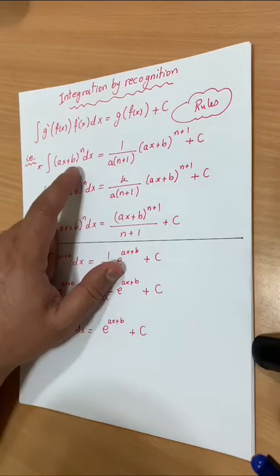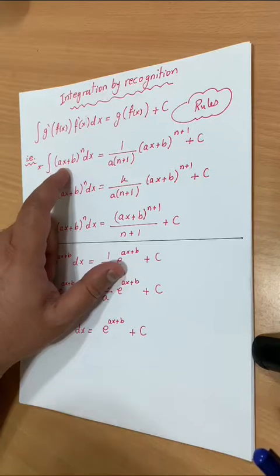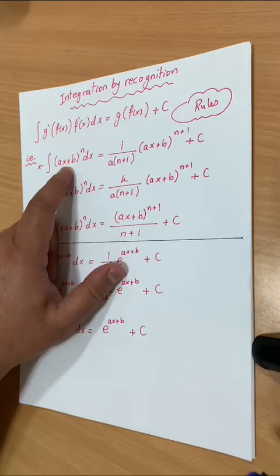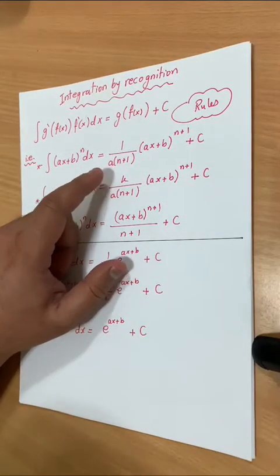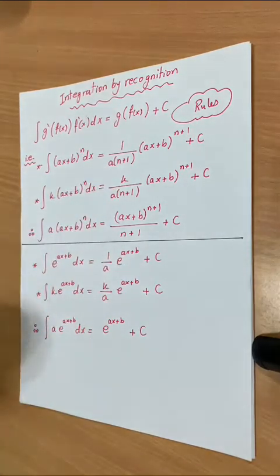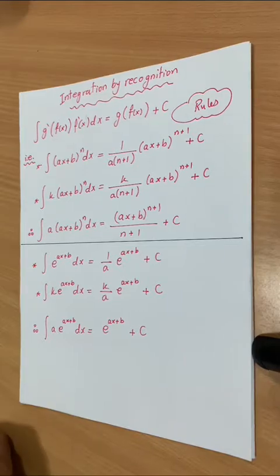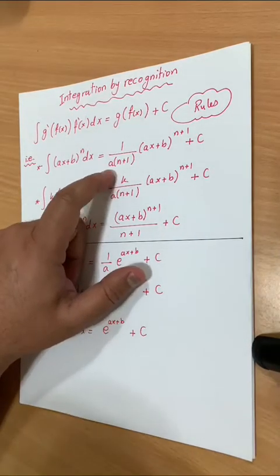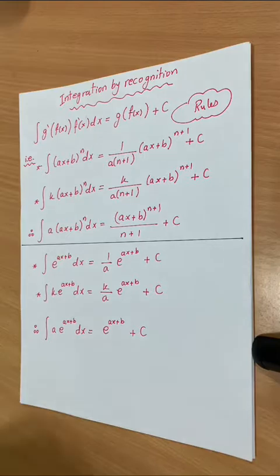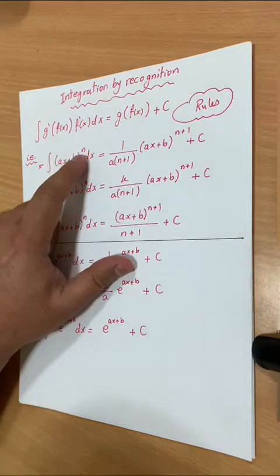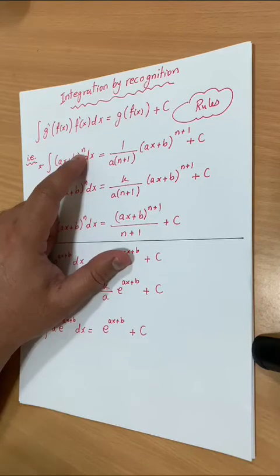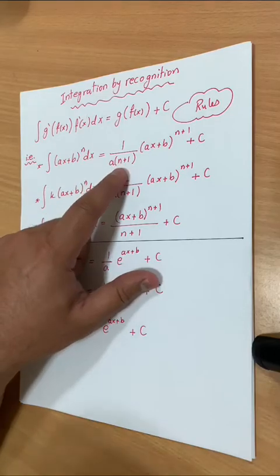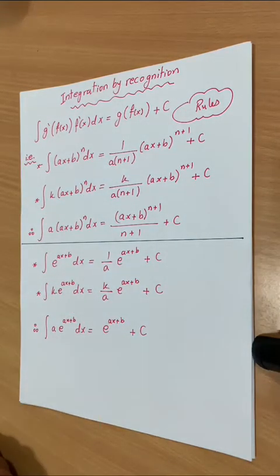So what you do first, you're going to find the derivative. The derivative of ax plus b is a. And as you see, the a is in the denominator, so you need to divide by the derivative. In differentiation, we multiply by the derivative. Here, we need to divide by the derivative. So 1 over a. Then, add the power by 1, because in integration you have to add the power, and you divide it by the new power. So it's n plus 1, divided by the new power.